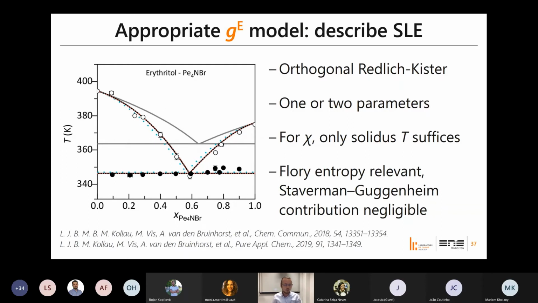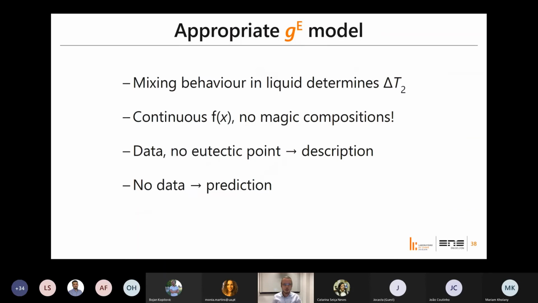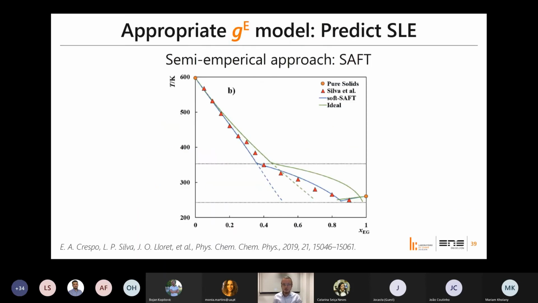We saw also that in this description, it is sometimes important to take into account differences in molar volume using the Flory entropy. But it's not so important to take into account the surface components using the Staverman-Guggenheim contribution. It appeared to be negligible for the phase diagrams that we studied, even though they were showing quite a strong deviation from ideality.